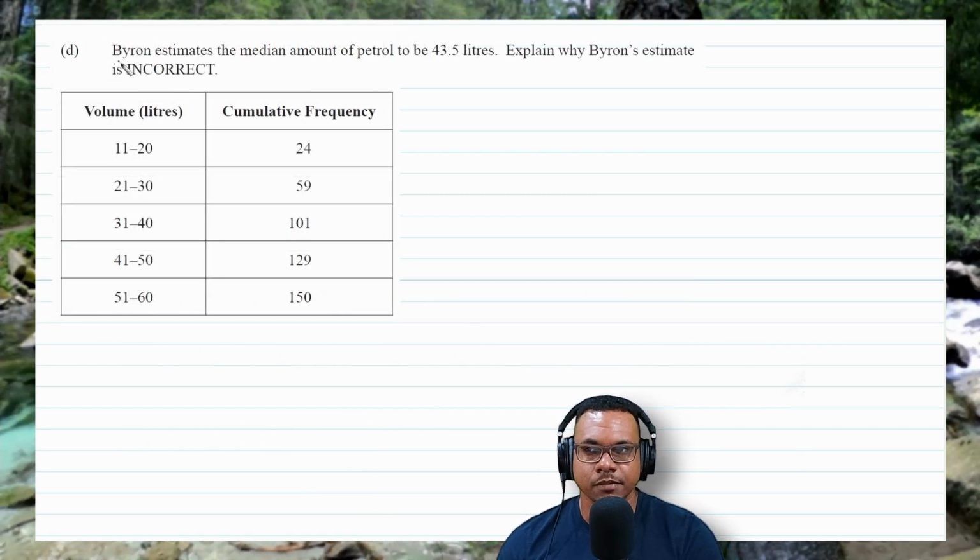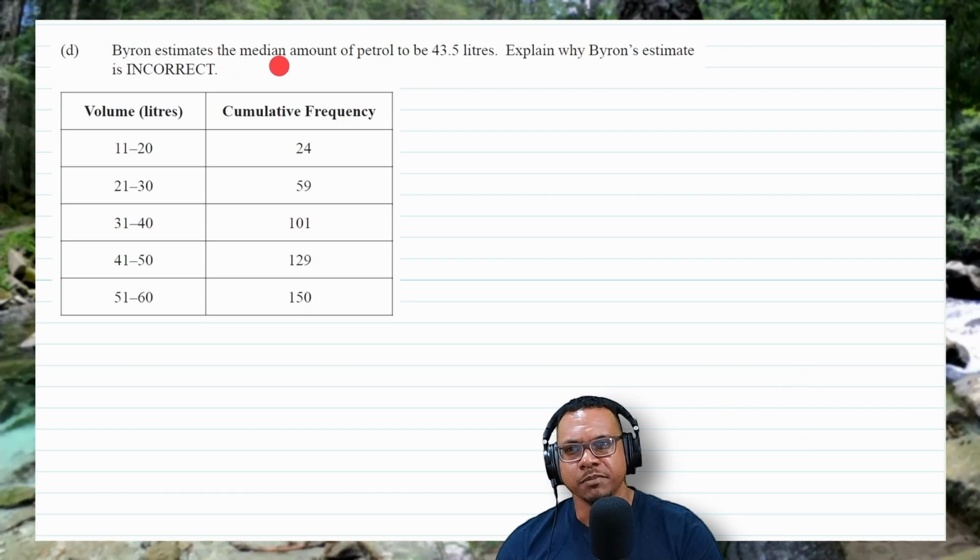Now for part D, we have that Byron estimates the median amount of petrol to be 43.5 liters. Explain why Byron's estimate is incorrect. So what we want to do here is work out what's the median. All right, so we have the cumulative frequency. Since the first frequency is 24, that means my first term to my 24th term would be within 11 to 20.